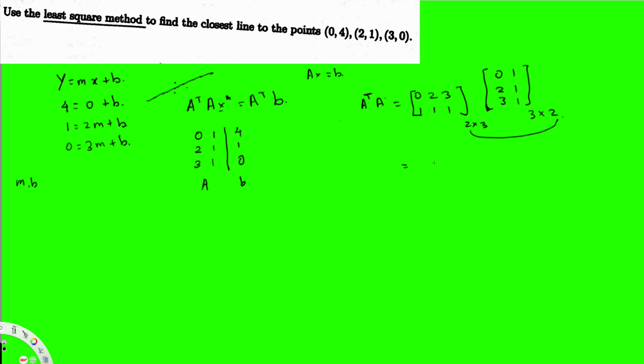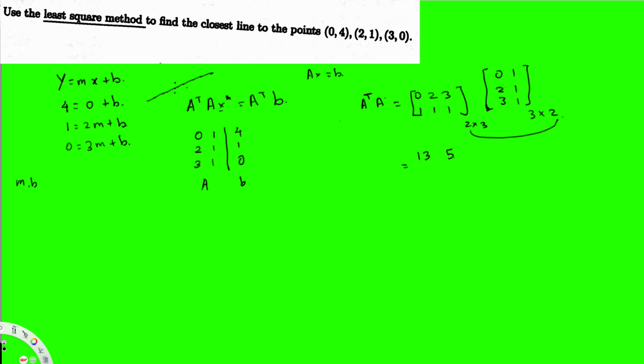So let's multiply. First row, first column: 0 times 0 is 0, 2 times 2 is 4, 3 times 3 is 9, and 9 plus 4 is 13. The first row, second column: 0 times 1 is 0, 2 times 1 is 2, 3 times 1 is 3, so 3 plus 2 is 5.